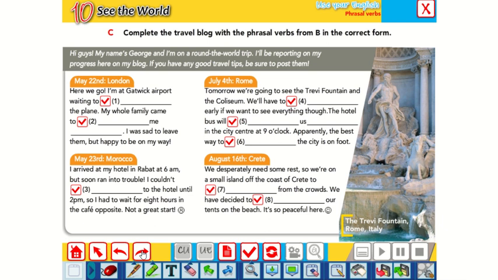May 22nd, London. Here we go at Gatwick Airport, waiting to space the plane. Waiting to what? The plane. Yes, correct. Waiting to get on the plane. To get on the plane. To board the plane. So here, to get on the plane.